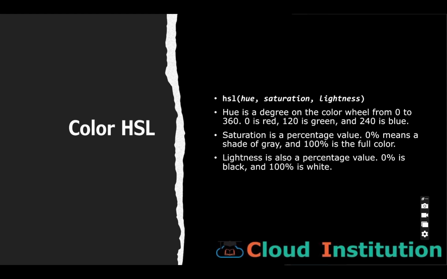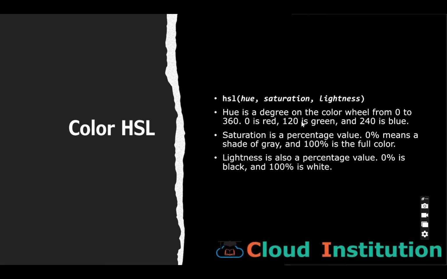So first of all, what does HSL mean? It is hue, saturation, and lightness. Hue is where you add the color. It will be from 0 to 360, on the color wheel. 0 means it is red and 120 means it is green. And if it goes to 240, it is blue.